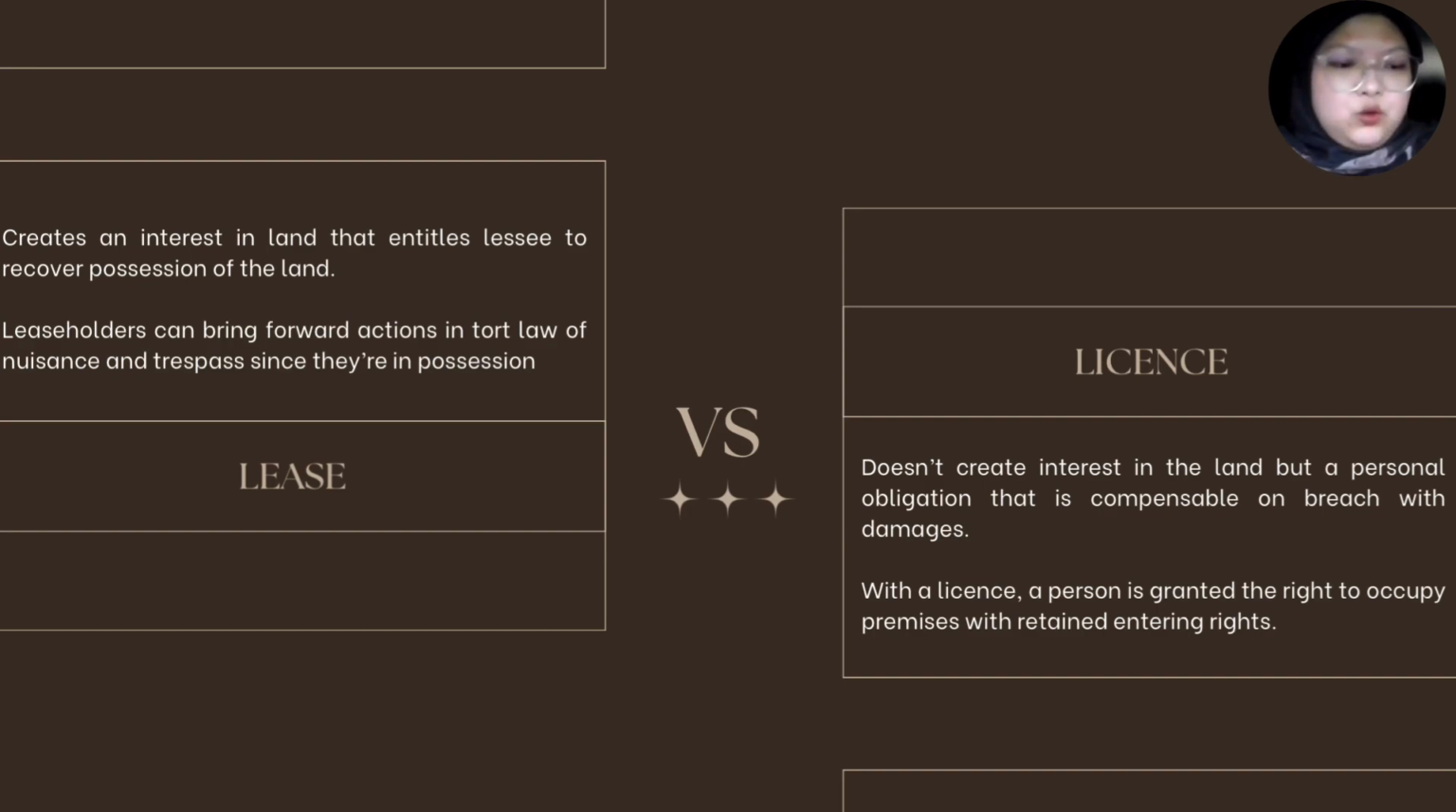Then the next one is, with a license, a person is granted the right to occupy premises with retained entering rights. With a lease, you own that place or have ownership of that property and you can enter at will, though there are limitations. But it is not like a license, where you are granted the permission or the ability to occupy the land, but that does not mean you can have all the entering rights, because in a way it only limits you to a certain extent if you occupy that place.